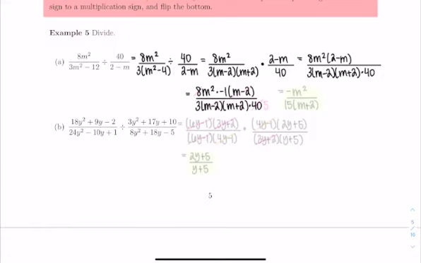So we can cancel m minus 2. And then what else can I cancel? Between 8 and 40, 8 goes into 40 5 times. And so we end up with negative m squared on top, all over 3 times 5, which is 15, times m plus 2.